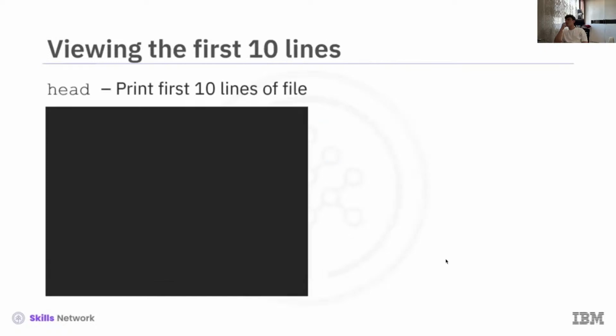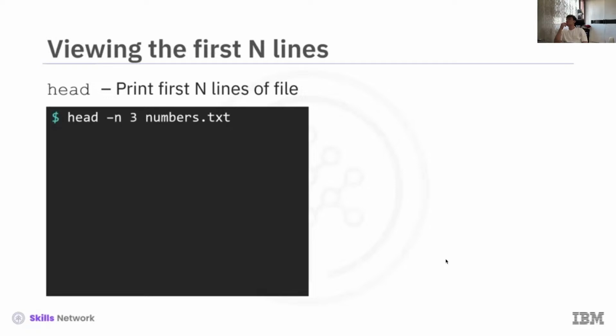You can use the head command to print the first 10 lines of your file. Entering head numbers.txt returns the first 10 lines or the numbers 0 through 9 as shown. You can specify the number of lines you would like head to return using the -n option. By entering head -n3 numbers.txt, you get back the first 3 lines of numbers.txt as 0, 1, 2.